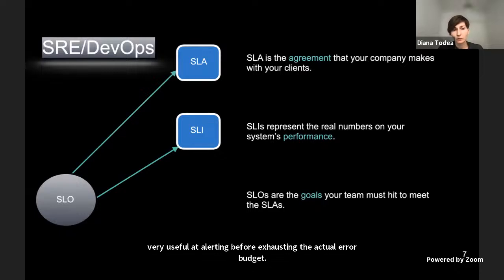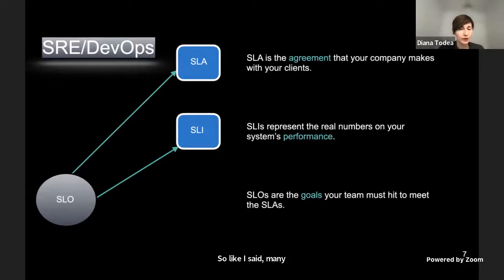Like I said, I'm pretty sure you are very accustomed to terms like SLA, SLI, SLOs. They all kind of fit together. We correlate them and make sense of them in conjunction. So the SLA is the agreement that you make with your clients. And the SLIs represent the real numbers on your system performance, whereas the SLOs are the actual goals that your team must hit to meet the SLAs. So they all go together.